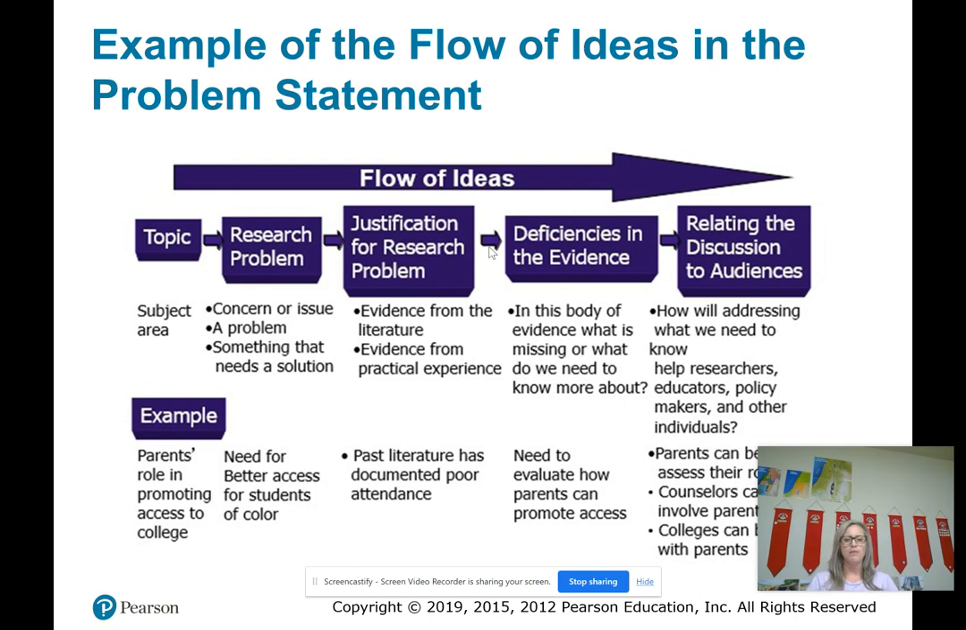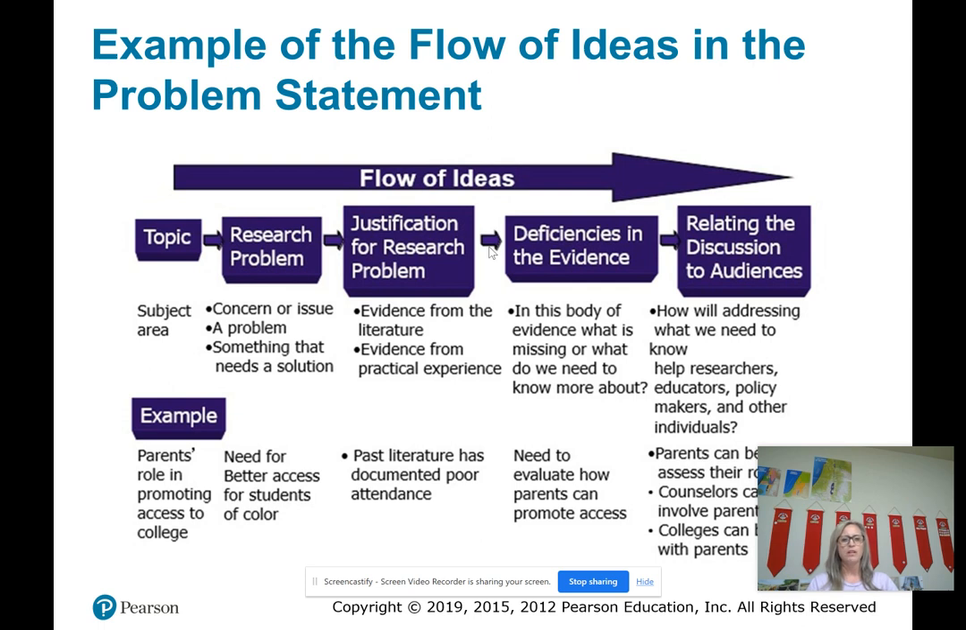So they have a topic, and that's your subject area. Your research problem is a concern or issue, or a problem is something that needs a solution. Then you need to justify it. So you need evidence from the literature to justify why your research study is needed. And then also your deficiency section. In this body of the evidence, what is missing or what do we need to know more about? And then you're going to figure out who your audience is, okay, and identify them.